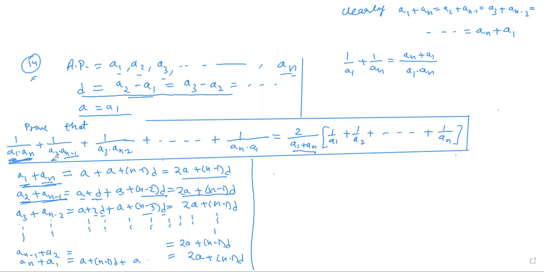And now if we add the second terms, 1 by A2 plus 1 upon An minus 1, the LCM will be A2 into An minus 1. And what will be the numerator? It is An minus 1 plus A2. Now, this An minus 1 plus A2 is equal to A1 plus An. We have already proved this. Understood?